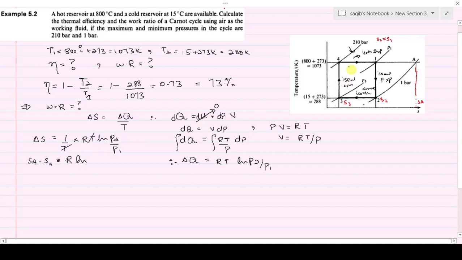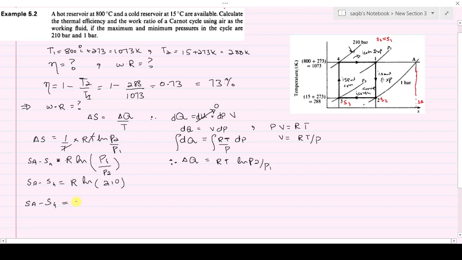So what are the pressures? At P4, what is the higher pressure? That is P4, and at this point what is the pressure? That is 1 bar. Okay, so P4 by P2. P2 and P1 are one and the same thing. So SA minus S4 is equal to R ln. So what is P4, what is the pressure? That is 210 divided by 1. It is not an issue to write it or not, but we must consider there is 1 at the denominator always.